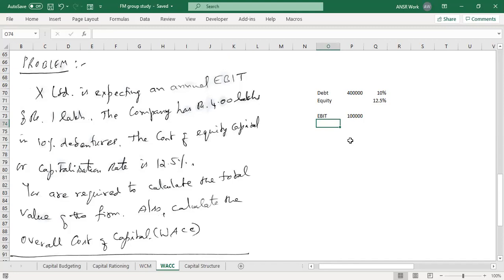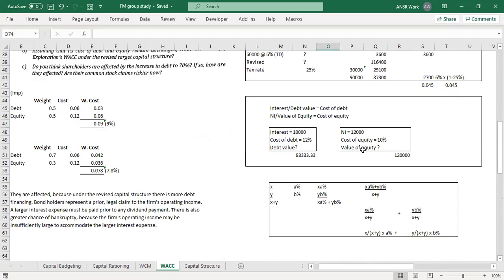Eight lakh? No, 8 lakh is incorrect. How did you calculate? Tell me. Where did you start? EBIT is 1 lakh and 12.5% is the cost of equity, so you divided 1 lakh by 12.5%. No, there it was net income.